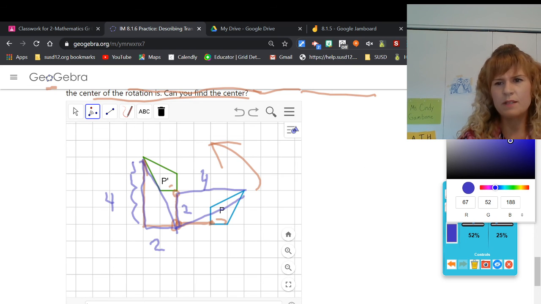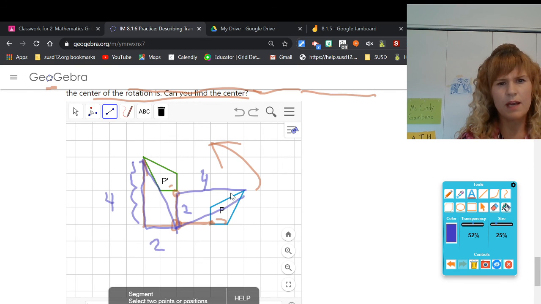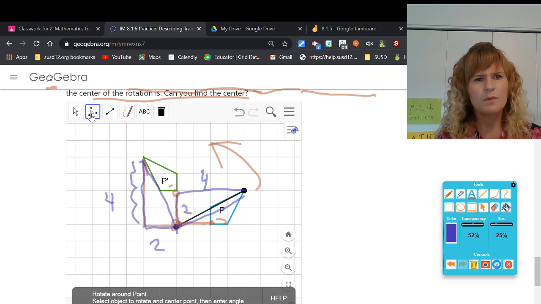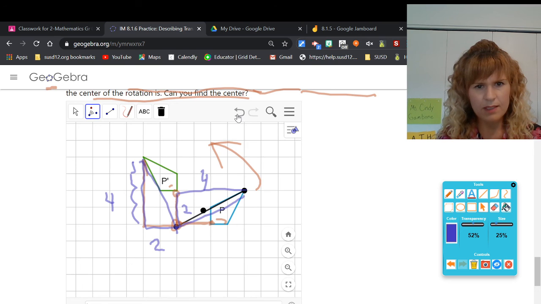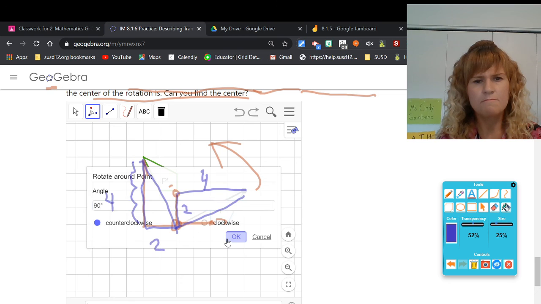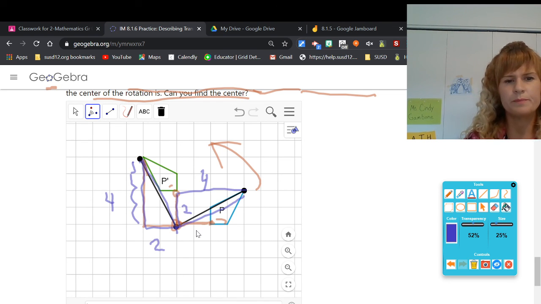Now how can we test it with GeoGebra tools? Let's use the line segment and draw our line from here to here. And that's convenient. It goes right along polygon P. Then rotate about a point. Click. Oops, I didn't click the line. Let me do that carefully. Click the line and then click the point. Put in 90 degrees. Ding! Phew! I got it. That was a close one.